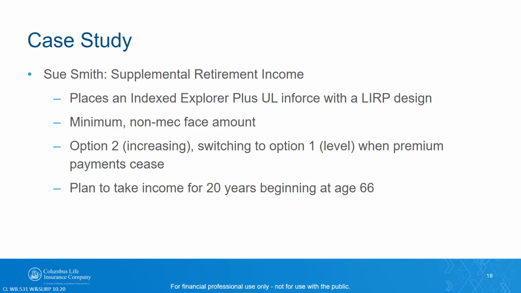So the first example was we're going to see how we can design this for a supplemental retirement income. Again, it's a supplement and should not replace her other retirement funding. We'll put an IUL in force with a traditional LIRP design, as we discussed earlier, and the plan is to fund this for 20 years, making a $400 a month payment, then beginning distributions at age 66 and taking the distributions for 20 years. So this is a pretty typical design that a client would fund the contract to 65 or 70 and then take distributions for the next 20 years or so.